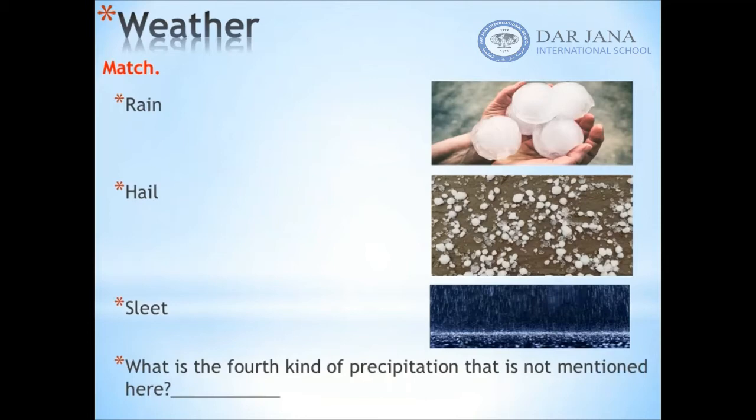For example, let me explain the words. We have here rain, we have hail, and we have sleet. You know these from grade 2, and I will remind you of them. Rain, we are all familiar with rain. So let's look at the picture over here.